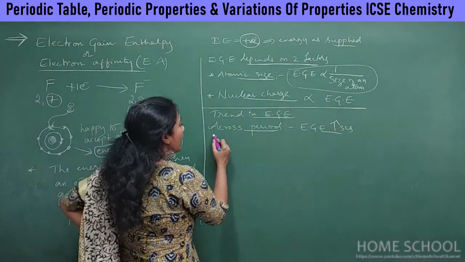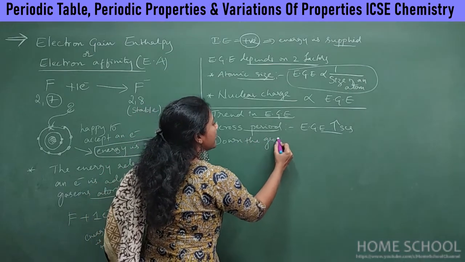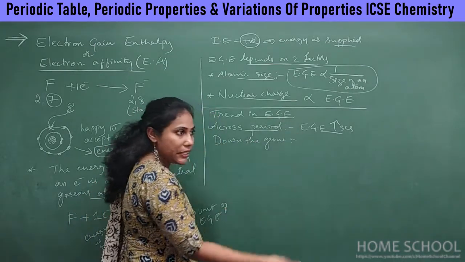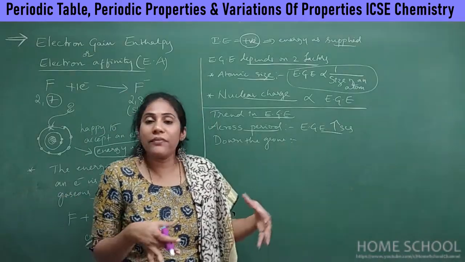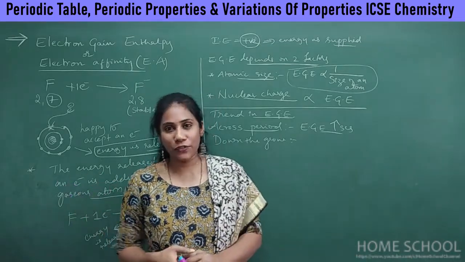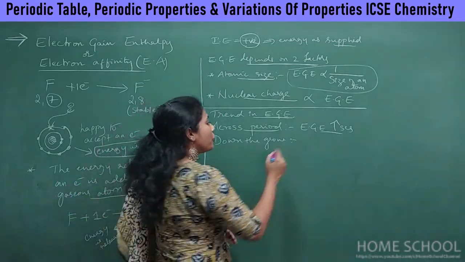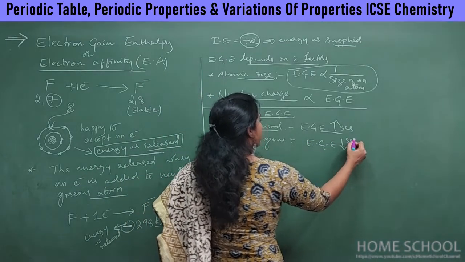And similarly down the group. When you go from top to bottom in a group, our size will increase. So definitely the outsider electron is present somewhere very far from the nucleus, and that electron will not get enough attraction from the nucleus, isn't it? So our electron gain enthalpy decreases, right?